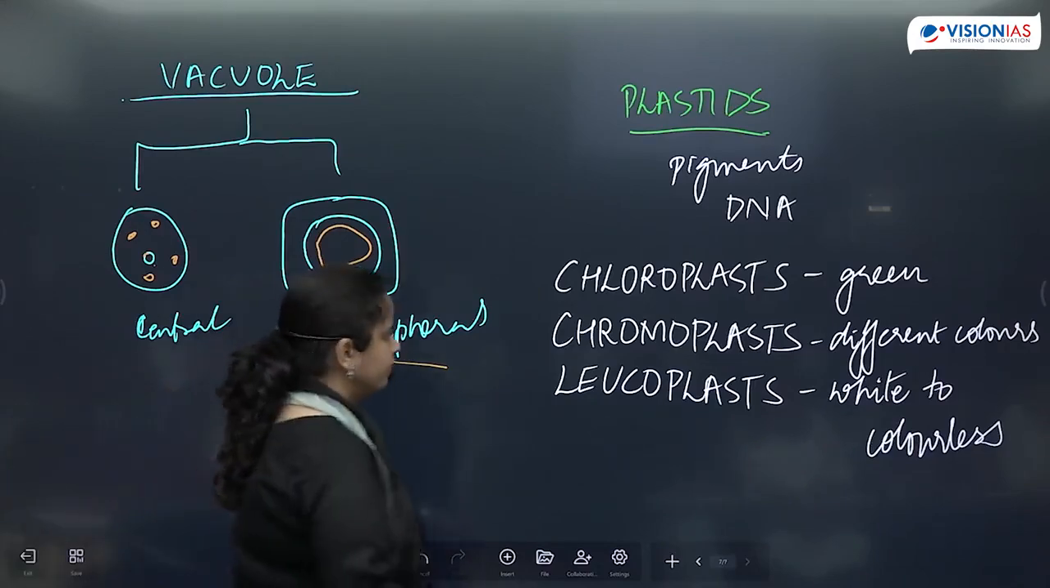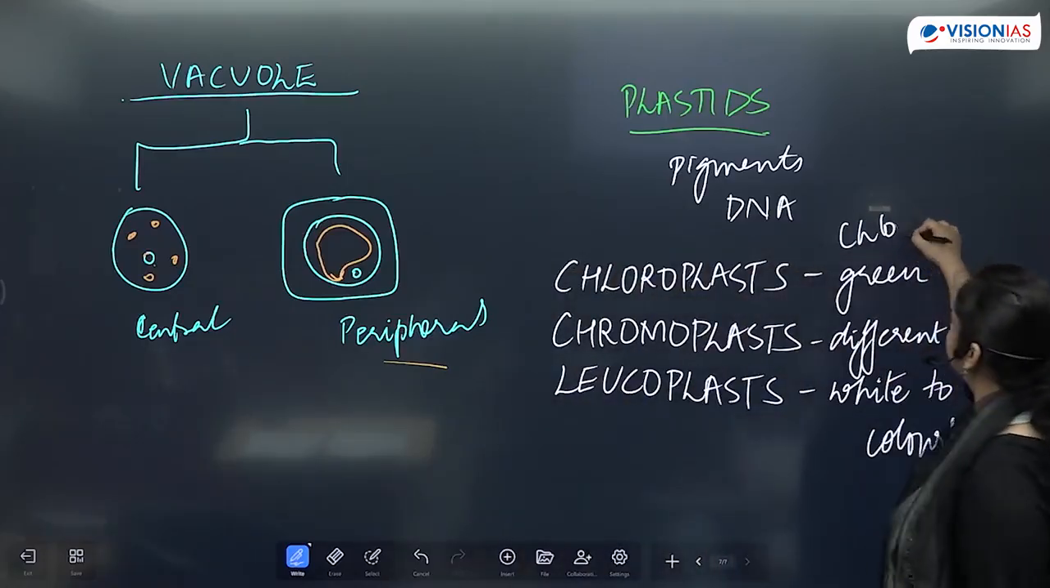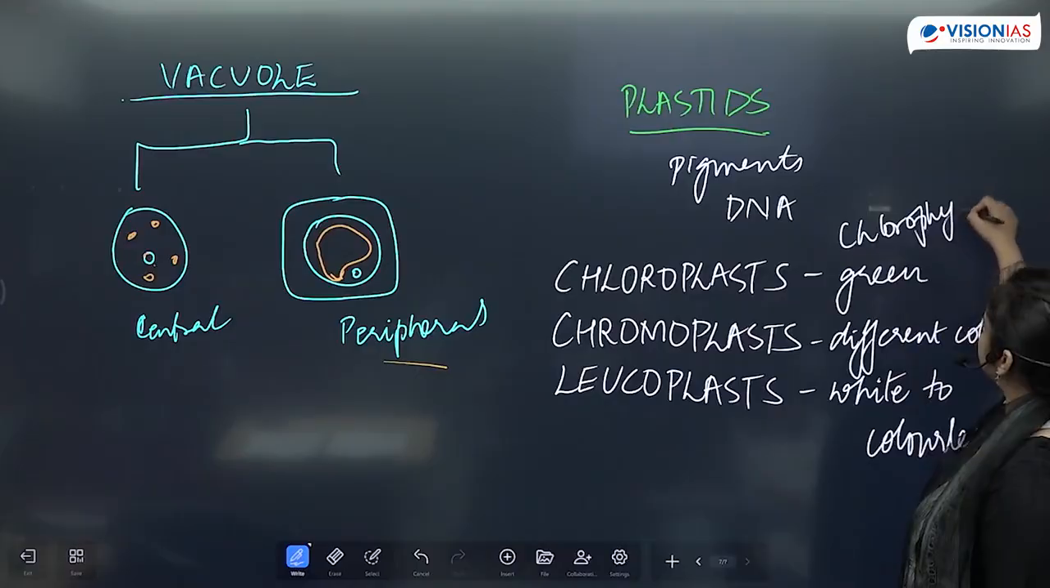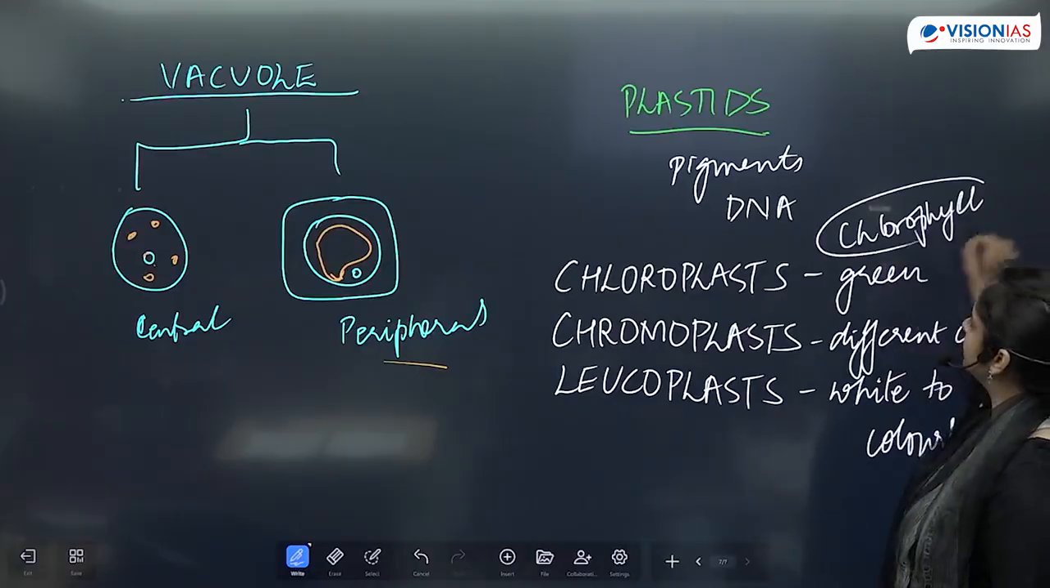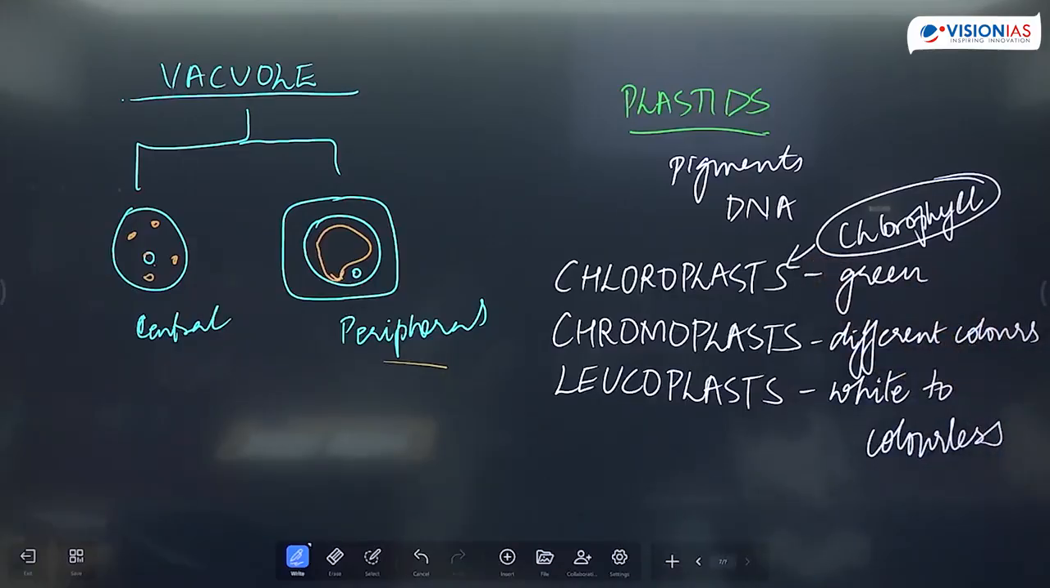You heard about chlorophyll? So chlorophyll is the name of a pigment which is responsible for green color. So chloroplast के अंदर जो pigment है, जो chemical है, that is chlorophyll. Like that, for all different colors, you can have different pigments.